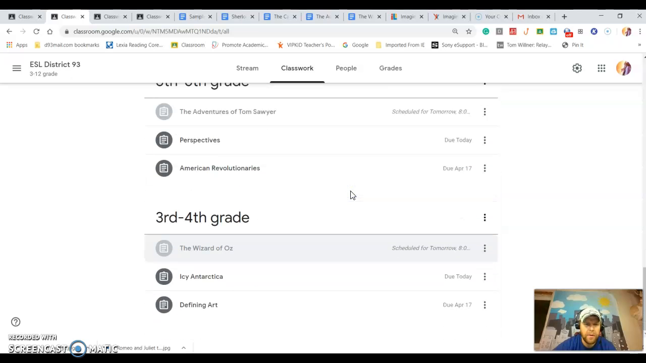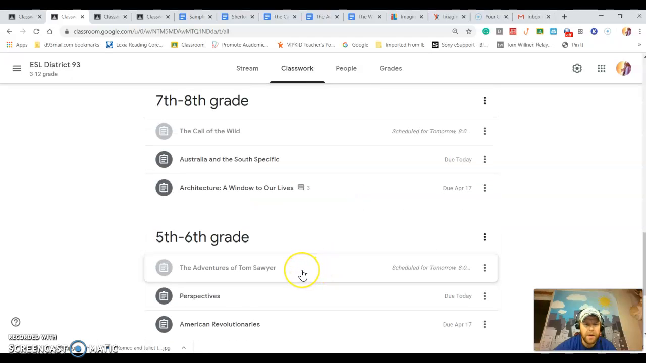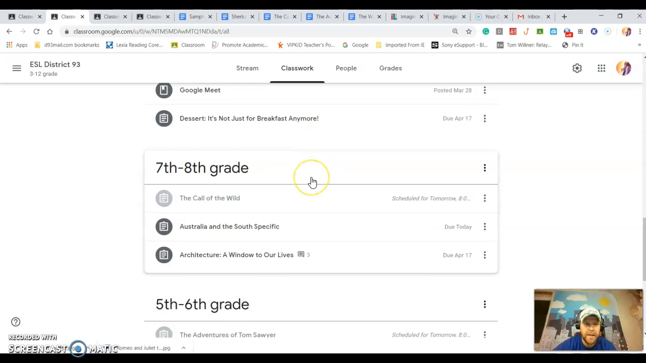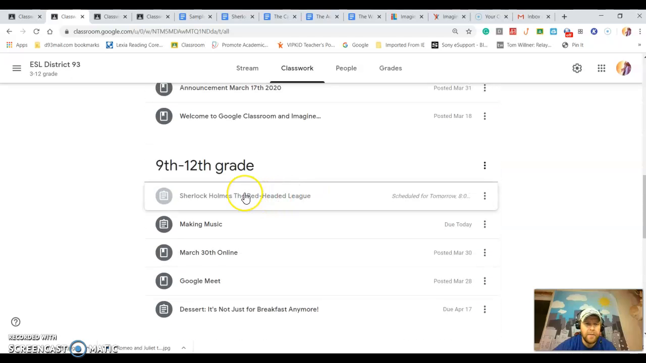So 3rd through 4th grade, you have The Wizard of Oz. 5th through 6th grade, The Adventures of Tom Sawyer. 7th through 8th, The Call of the Wild, which we looked at. And then 9th through 12th, one of my favorites, Sherlock Holmes and the Red-Headed League.